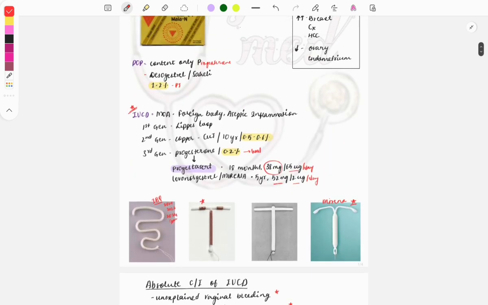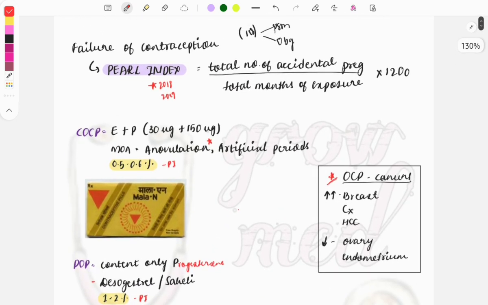So all the questions related to the contraceptives have been discussed here, and everything you must know about contraceptives.